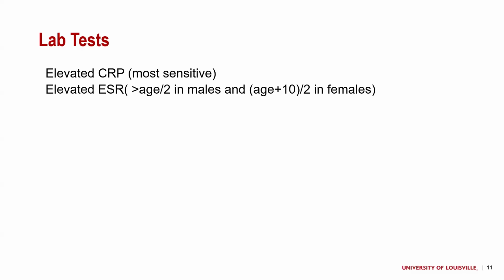However, we use a different cutoff, especially for giant cell arteritis, to determine if the ESR is elevated. For males, you take their age, divide by 2, and that's the cutoff for erythrocyte sedimentation rate. For females, we do age plus 10, divided by 2. This is a recommendation from some older studies, and a lot of it is because females tend to naturally have an elevated ESR compared to males.